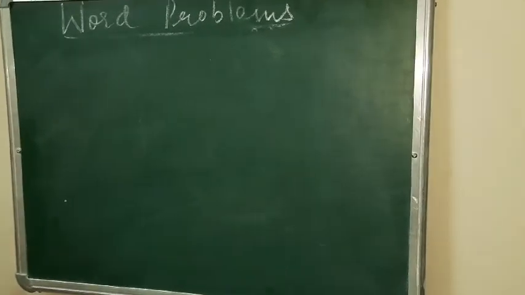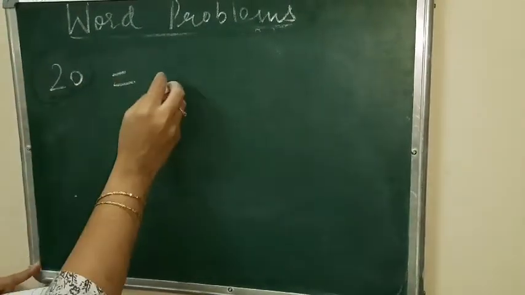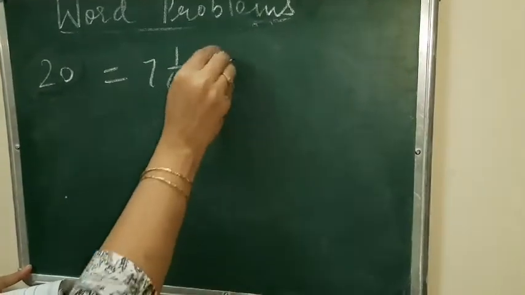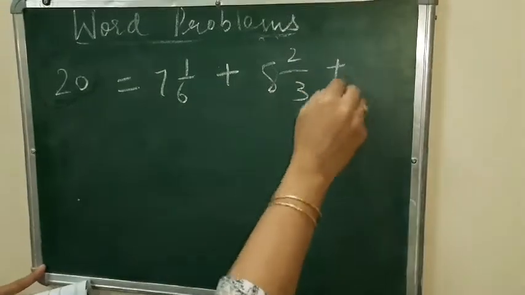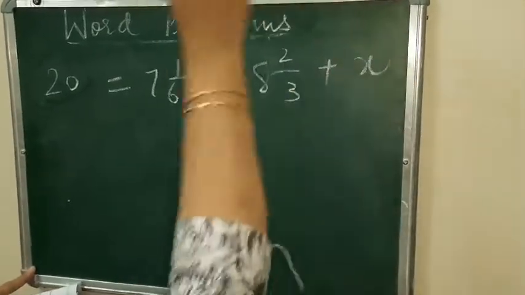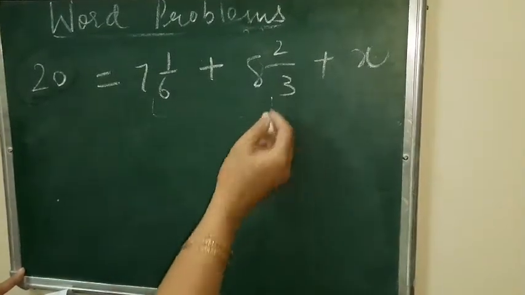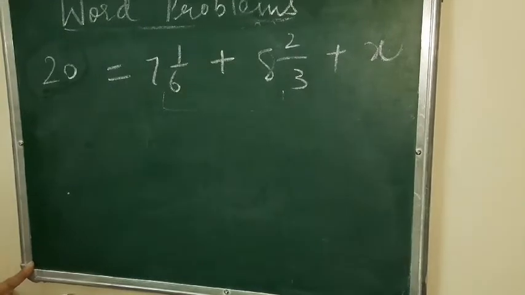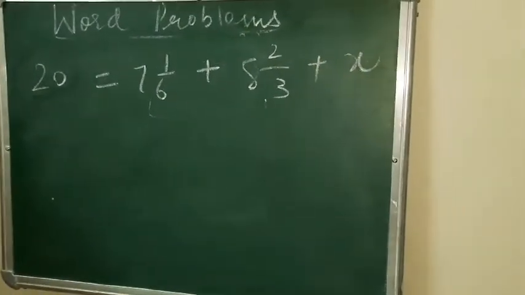So what you will do, total weight is 20 kg. Out of this 20, 7 1 by 6 are oranges, plus 8 2 by 3 are apples, and grapes you don't know. So let the grapes be x. Now you have to solve this. You will add these two first, and shift it here with a negative sign and solve. You will get the answer. Try it yourself. If any problem will be there, we will be discussing it later.